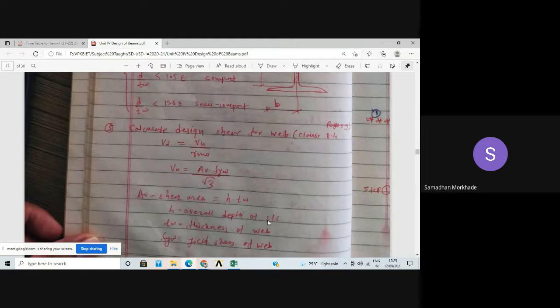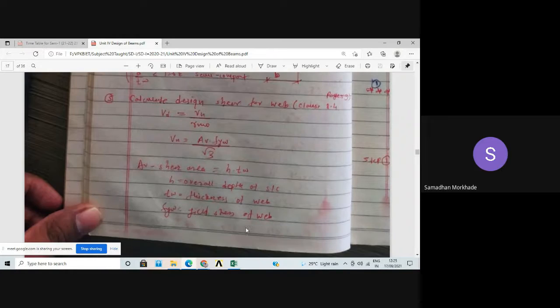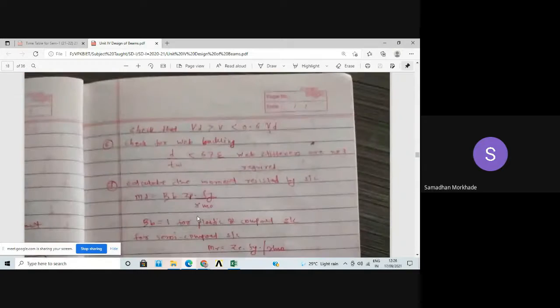It means if your section is ISMB 400, your H is 400. Tw, the thickness of the web, is picked up from the steel table. Fyw, the yield stress of the web, is 250 MPa. Now, after calculation of shear force, we have to check whether that beam is subjected to high shear or low shear.